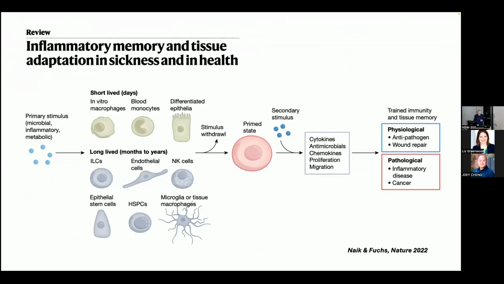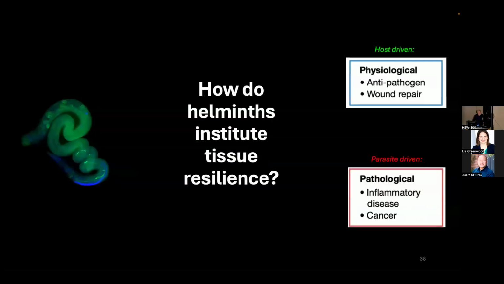So people have noticed, in this nice review from Shruti Naik and Elaine Fuchs, that long-lived cells develop epigenetic changes after perturbation, and those can be retained in various cells in the organ. But the hierarchical organization of this memory is not clear. What is known is that there's a lot of difference between physiologic responses and anti-pathogen responses, as compared to pathologic responses that lead to inflammatory diseases down the line.